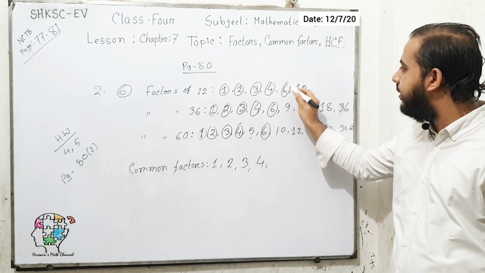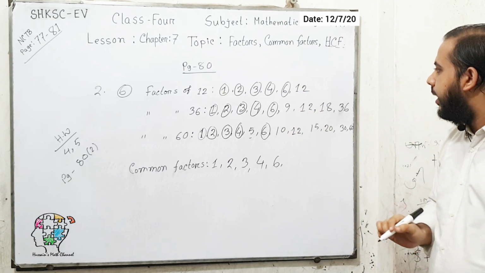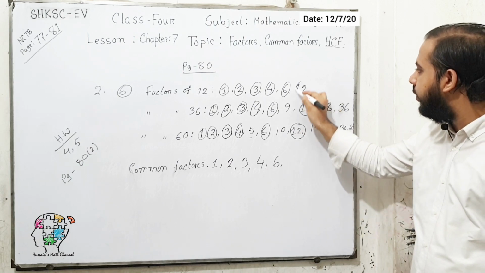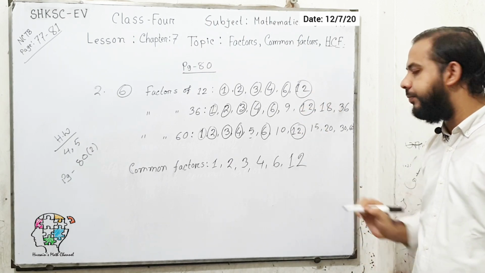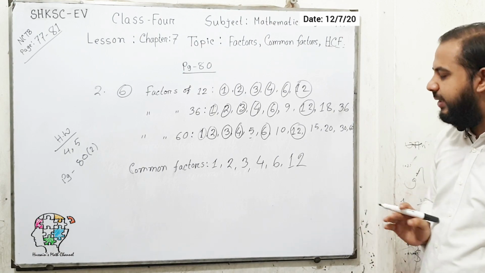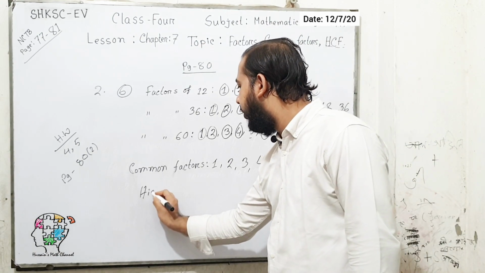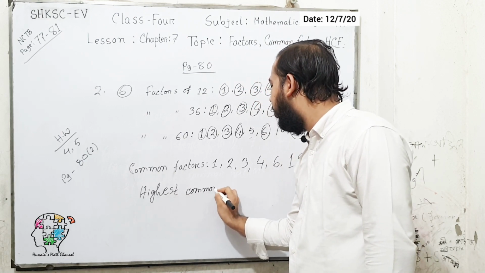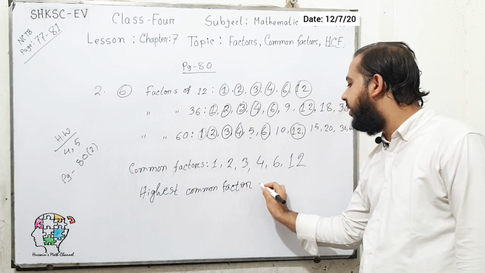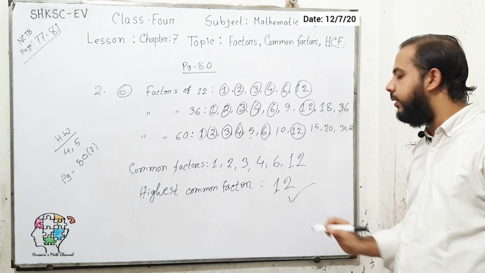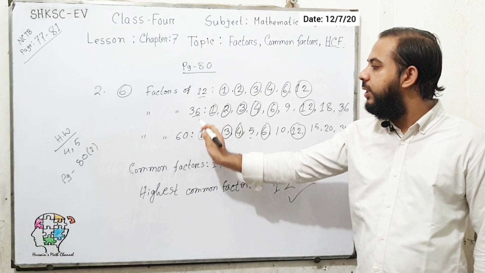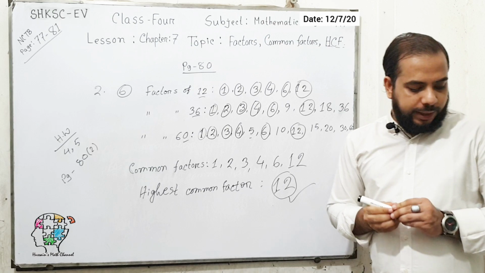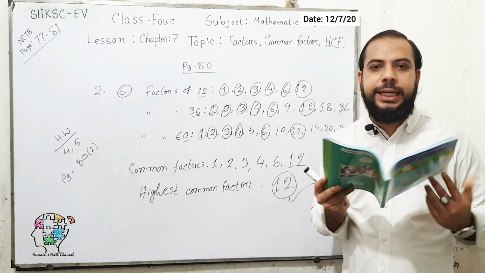6, 6, 6. So 6 is also a common factor. Then 10, but no 10. 9, but no 9. Then 12, 12, 12. So 12 is also a common factor. Now, which is the highest common factor? Right. 12 is the highest common factor. That means the HCF of 12, 36, and 60 will be 12. This is our answer. I hope you understand very clearly.